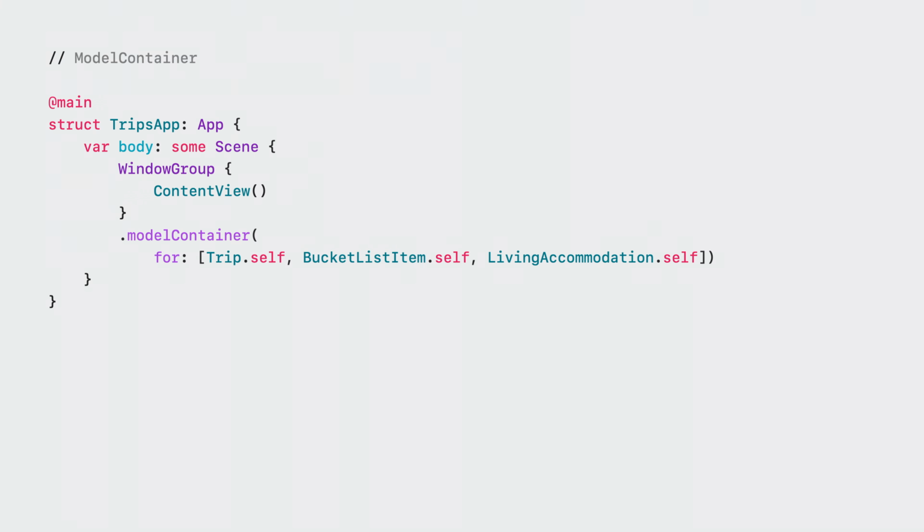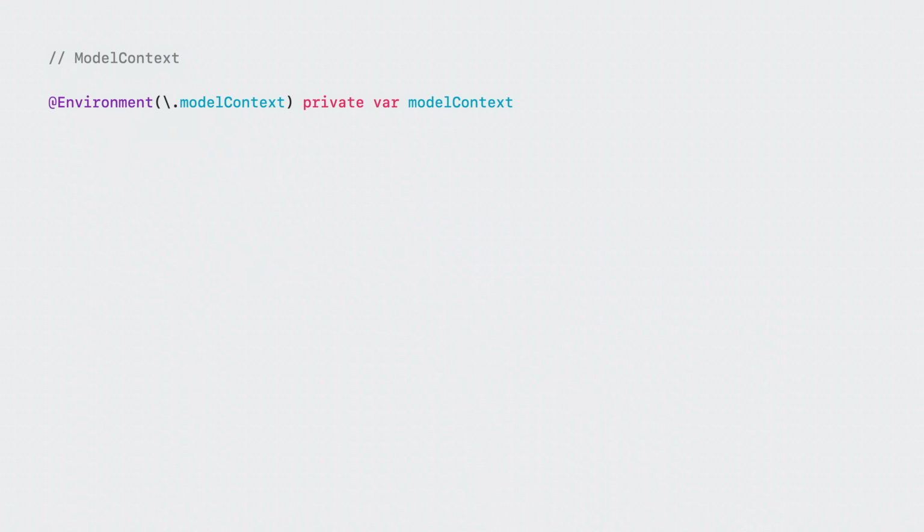Model container is a modifier that ensures that all windows in the group are configured to access the same persistent container. By adding this container here in Trips app, I'm setting up both my container and the context, as model container also creates and sets a default model context in the environment. Model context is used to track changes to instances of my app's types. It can be read from within any scene or view using this environment property.